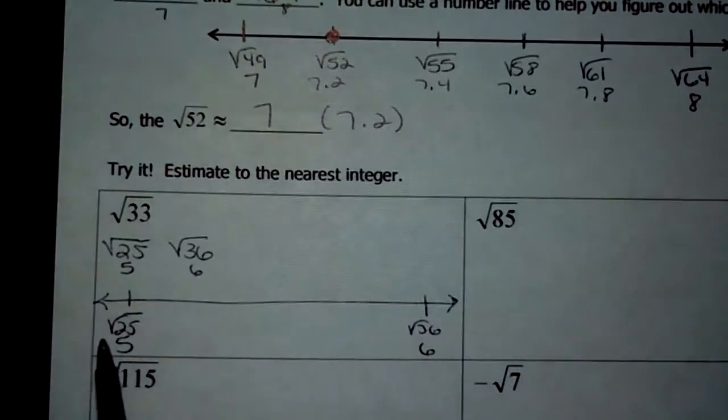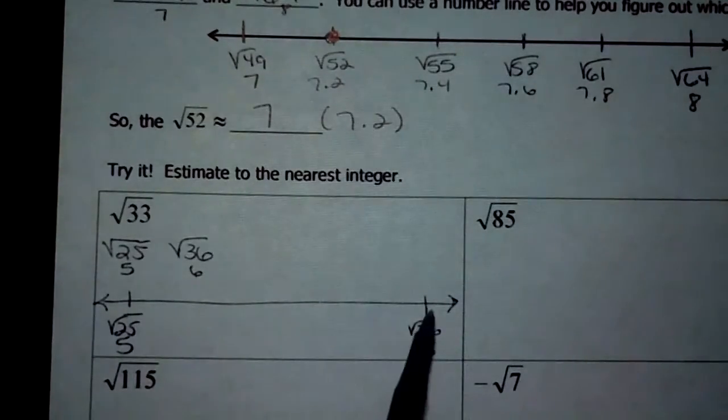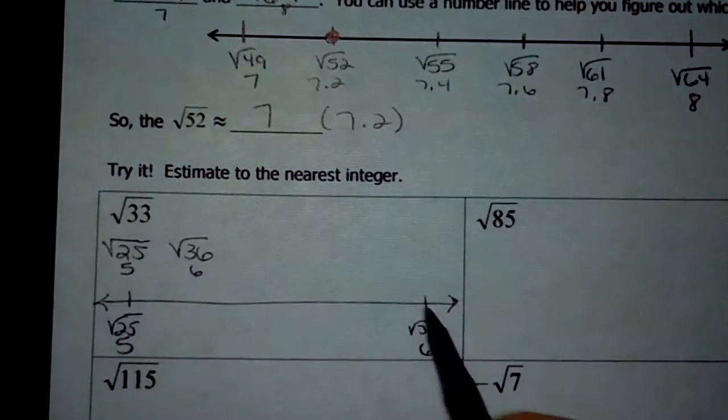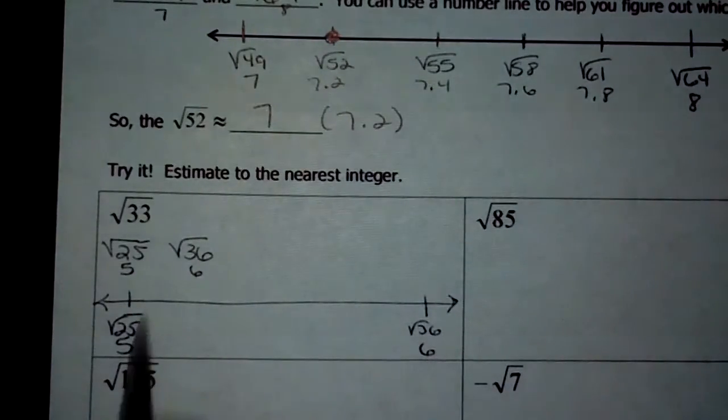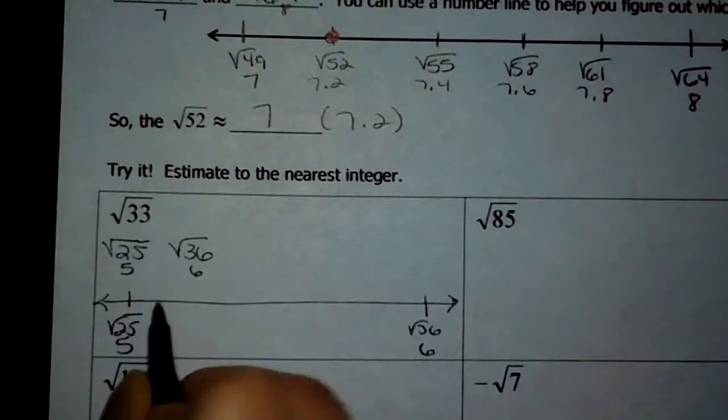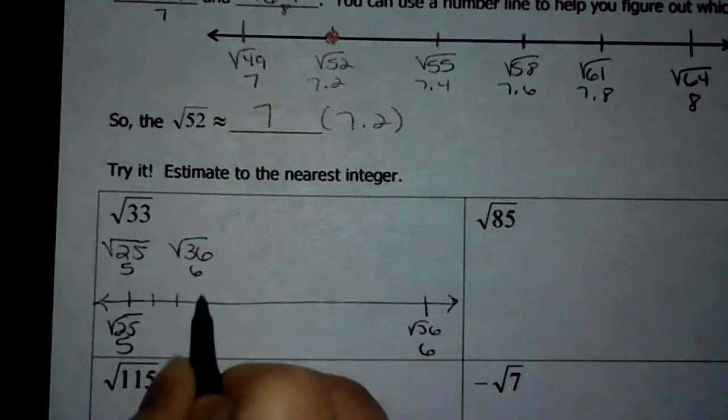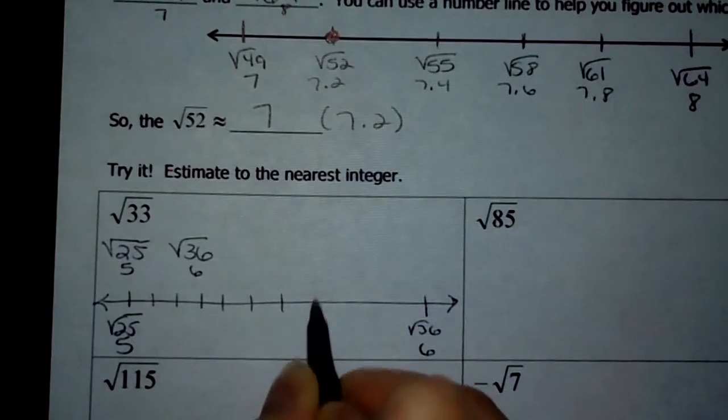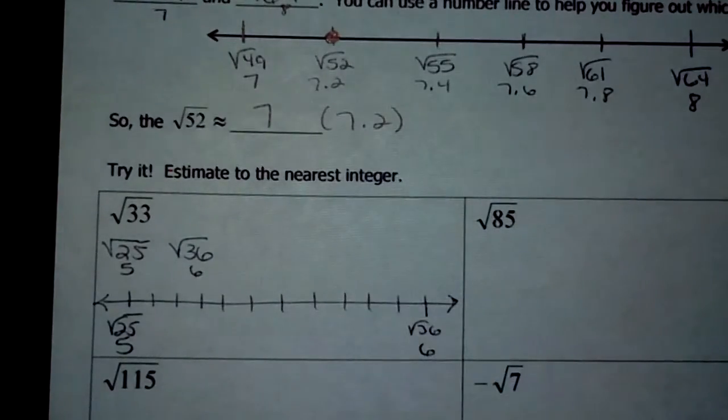Okay, so from 25 to 36, that's 11. So I need 11 marks. I can't really think of anything I'd want to count by if I need to get through 11 marks. So we'll just count by ones. And if I need 11, this last one would be 11. So that means I need to make 10 marks, equally spaced between here. So we'll go 1, 2, 3, 4, 5, 6, 7, 8, 9, and 10.